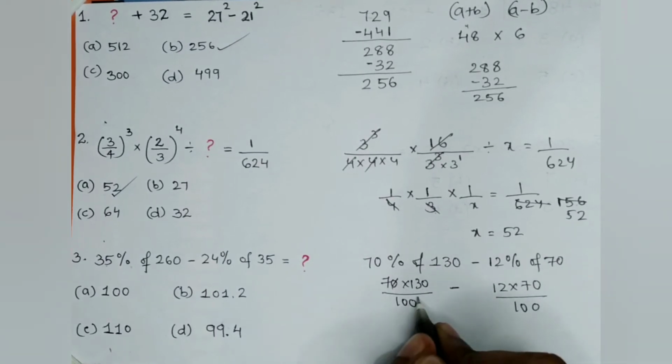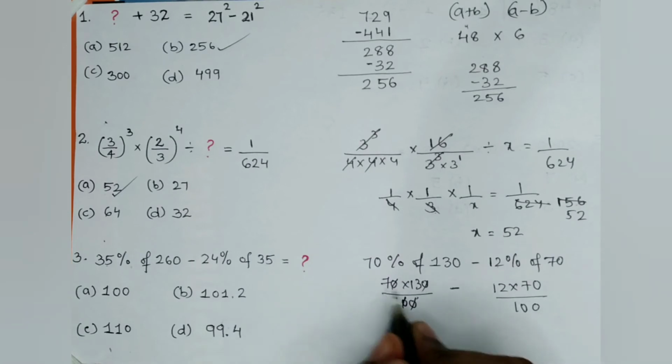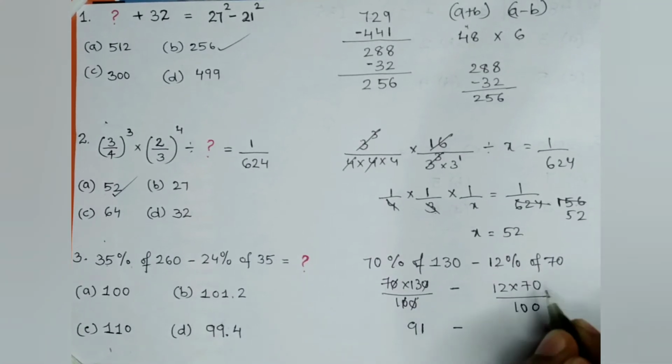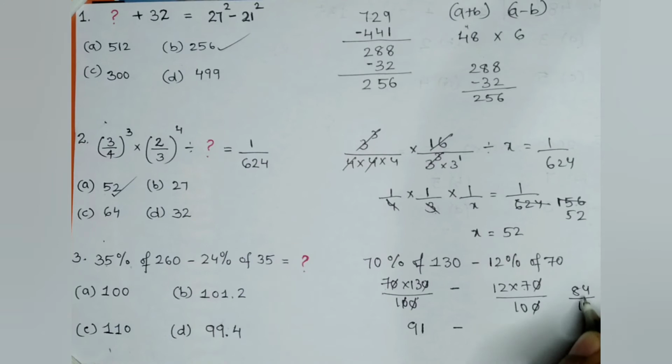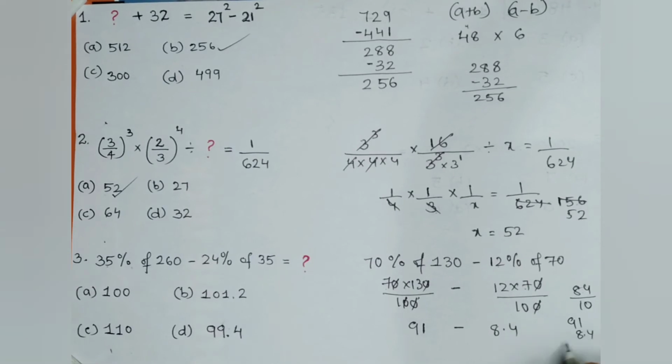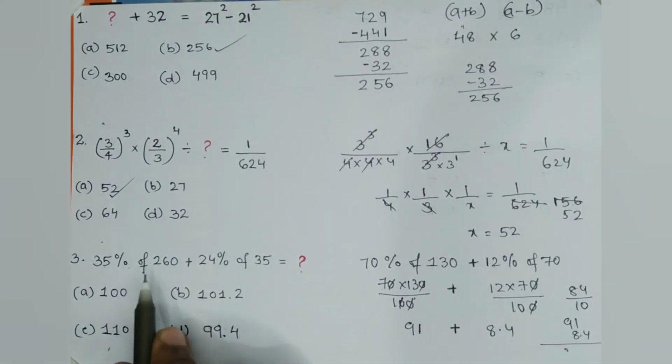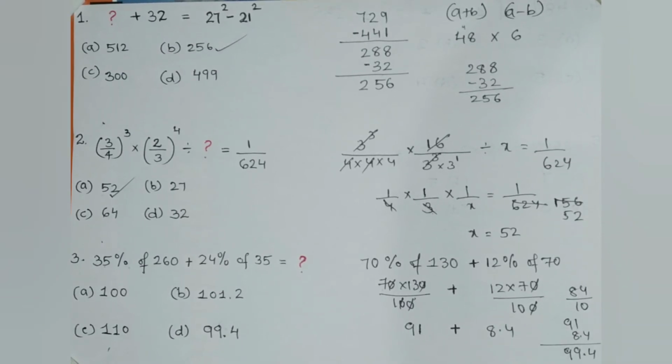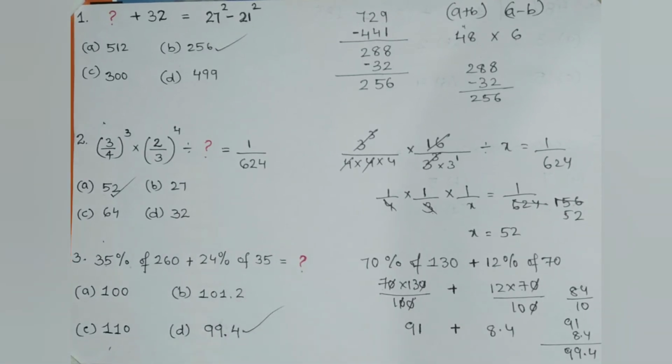So we can cancel all the zeros here and it becomes 7 into 13, it's 91. Minus, here also you can cancel the zeros, and it becomes 12 into 7. If you know the 7 table or 12 table, it is 84. So 84 divided by 10 becomes a decimal, 8.4. So 91 minus 8.4 gives you, sorry, the question here was plus, not minus. So here also it becomes plus. So 91 plus 8.4 will give you 99.4. So option here is option D, 99.4.